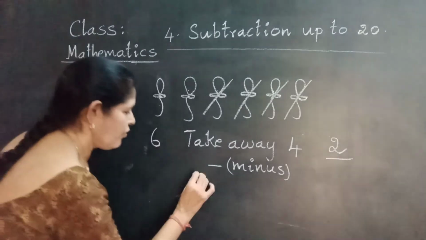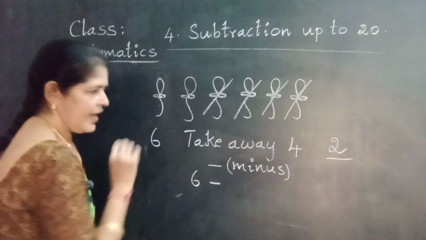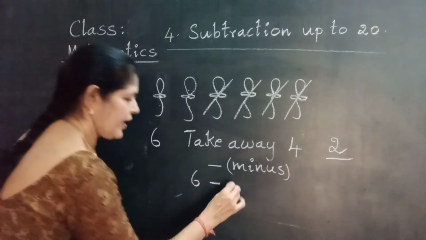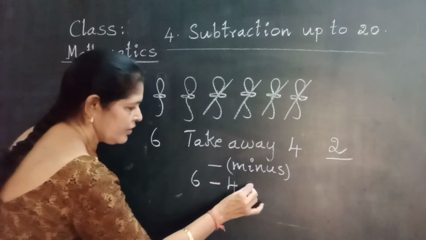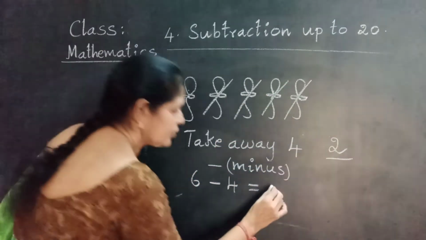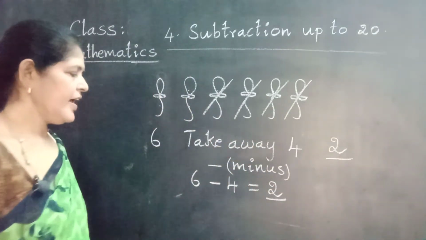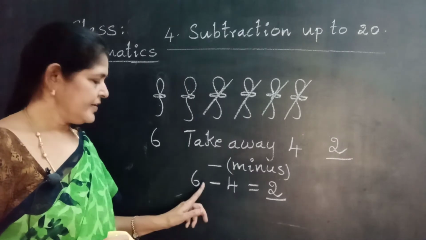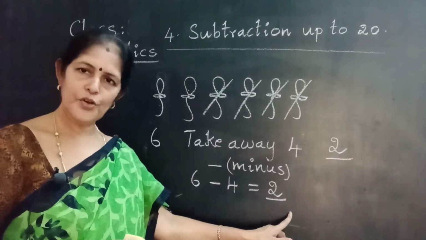Now I am going to write the subtraction fact. I have 6 balloons. Take away, minus. How many do I take away? 4. 6 minus 4 equals how many are left? 2. This is the answer. Okay? See how to read it. 6 minus 4 equals 2.